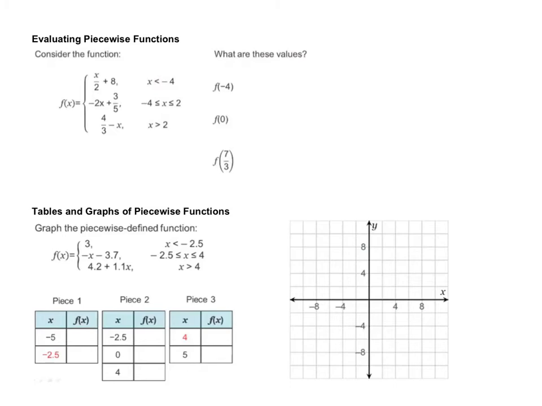Okay, on this page, what I have is an actual piecewise function. We'll work on how to graph these on the calculator in class, but I'm not going to do it on the video. What I want to do is take this function and evaluate f(-4), f(0), and then f(7/3).